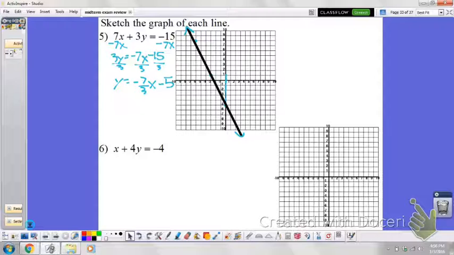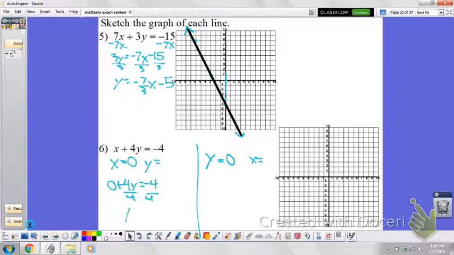The next one, I have x plus 4y equals negative 4. And this one, I'm going to use the intercepts to graph it. So remember, I'm going to find the x and y intercept. So I'm going to substitute x equals 0 and find the y value that goes with it. And then I'm going to substitute y equals 0 and find the x value that goes with that. So if x is equal to 0, that means I have 0 plus 4y equals negative 4. So divide by 4, and I have y is equal to negative 1. So whenever x is 0, y is equal to negative 1. So that makes the point (0, negative 1). So I can go ahead and sketch that on my graph.